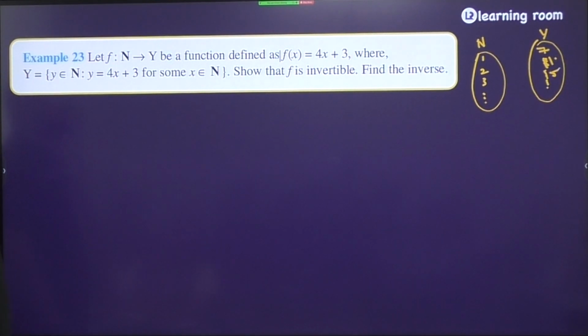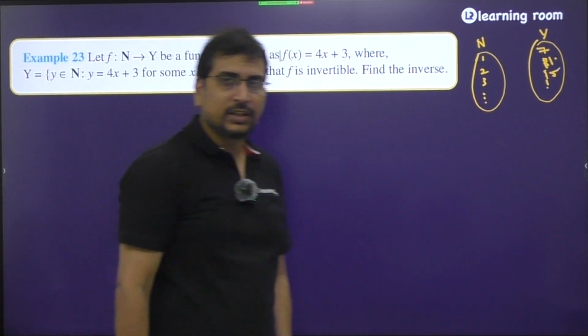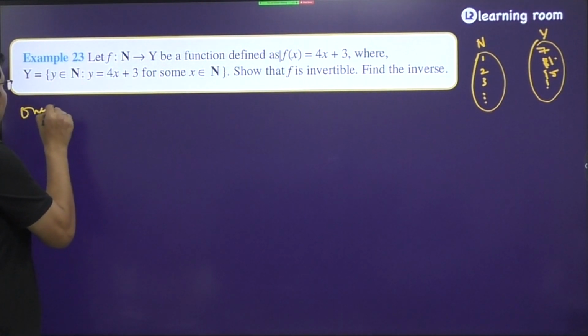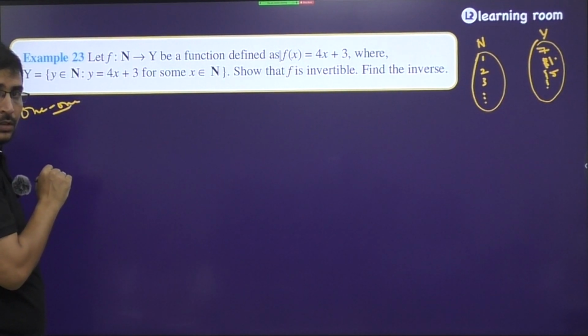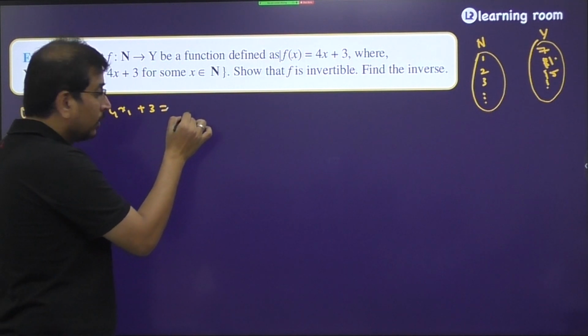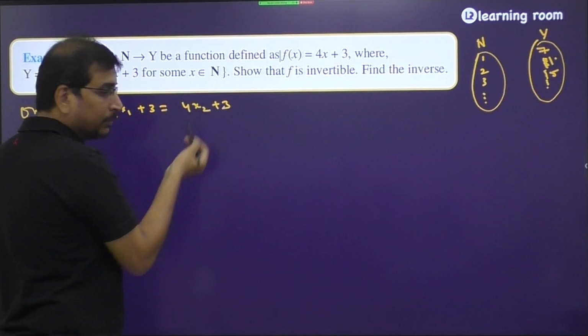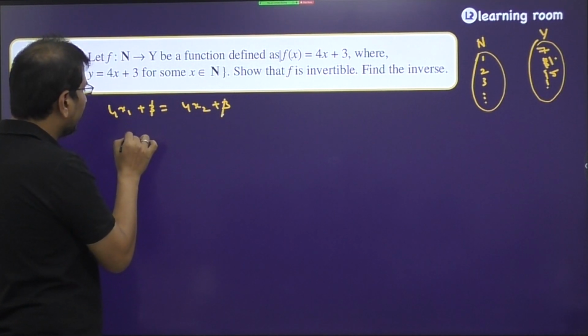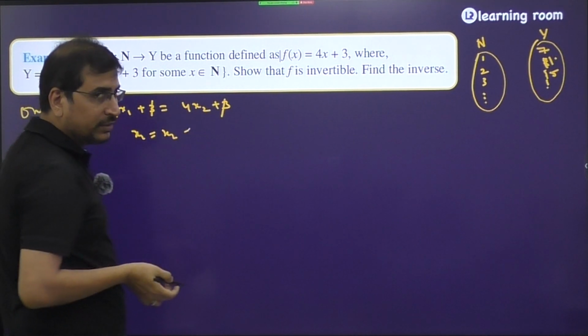Show that f is invertible. Will you be able to? So how will you show that f is invertible? So first thing, you will prove that it is 1, 1. Is it 1, 1? So how will you do it? 4x1 plus 3 will be equal to, I didn't write certain steps. What are they? Consider x1, x2, f of x1. So those things I eliminated. So x1 will be equal to x2. Hence it's a 1, 1 function.